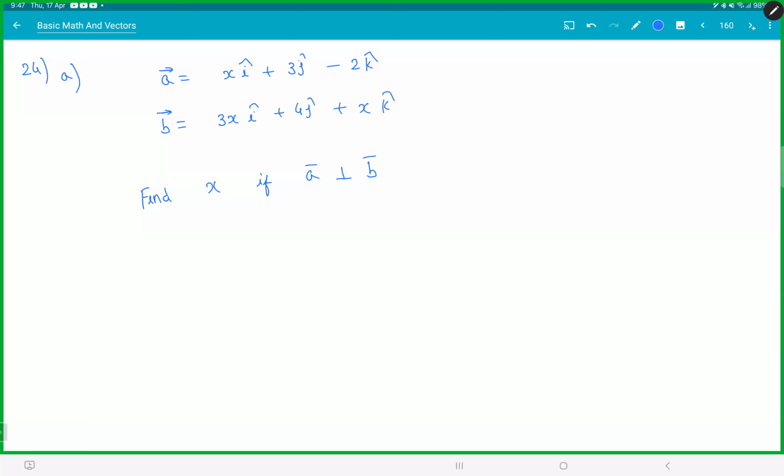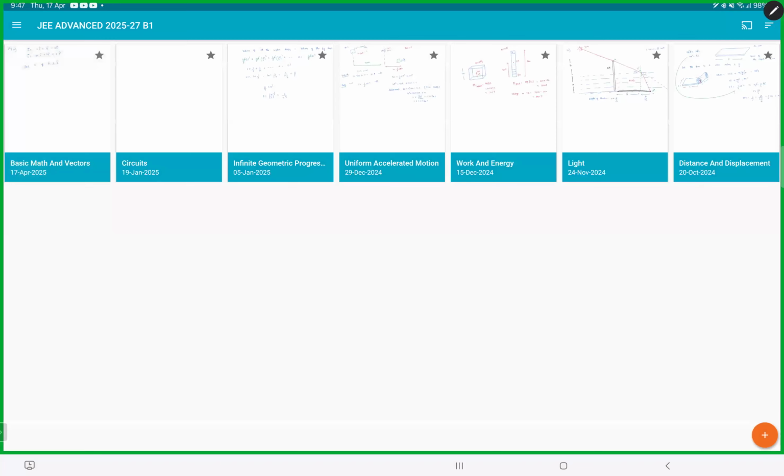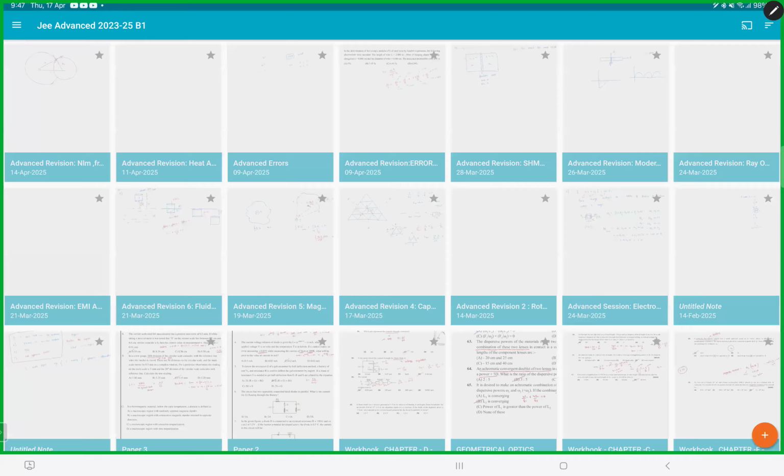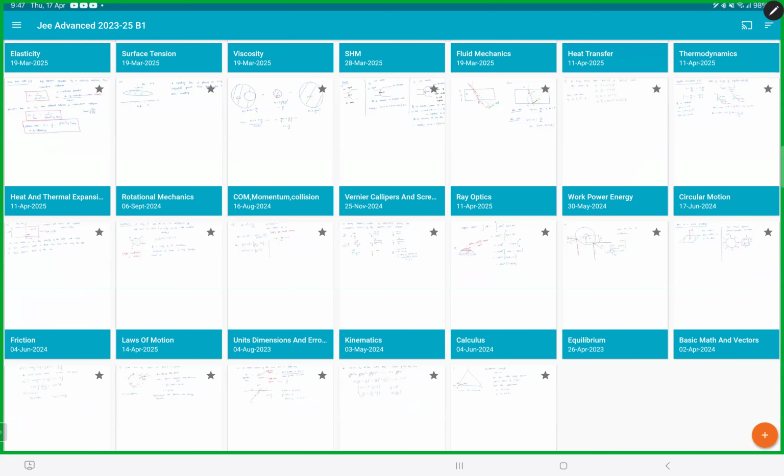So in physics, remember this thing, in 11th and 12th, when you hear the words two vectors are perpendicular, the first thing they're saying is use dot product. I'll show you how they'll frame these things. This you'll encounter from kinematics only.